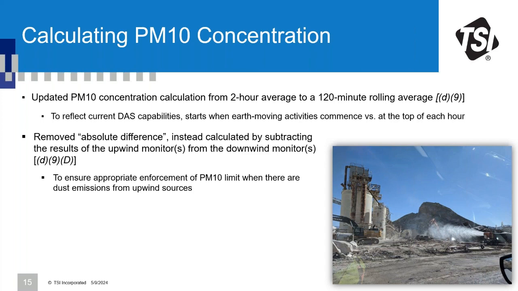They also removed the absolute difference, instead calculating by subtracting the results of the upwind and downwind monitors. So this was because there would be different directions of the wind that would affect the difference. So they've changed that so it's not as confusing when you're calculating the differential.